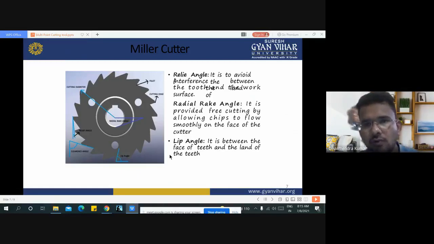The relief angle is to avoid interference between the tooth and the work surface. Relief angle, it avoids interference between the tool and the workpiece surface. Radial rake angle, it provides free cutting by allowing chips to flow smoothly on the face of the cutter. Now another one is the lip angle. It is between the face of the teeth and the land of the teeth.